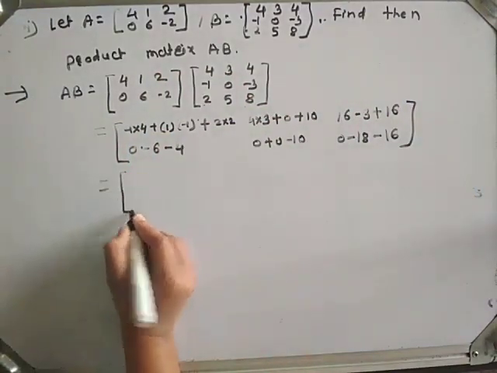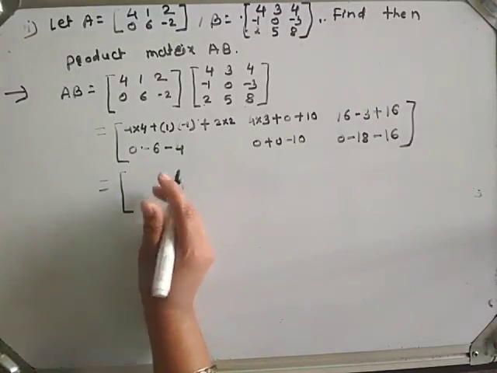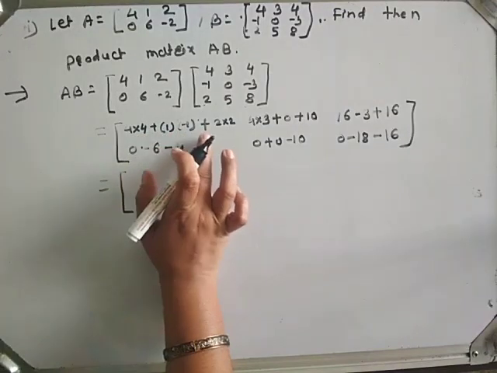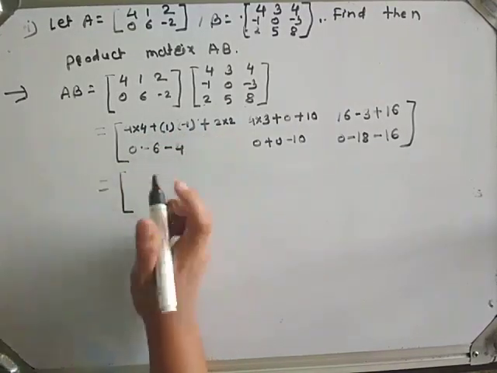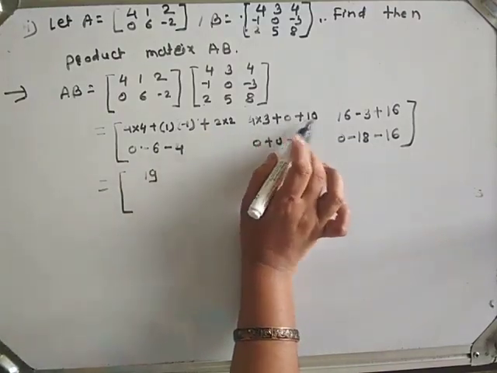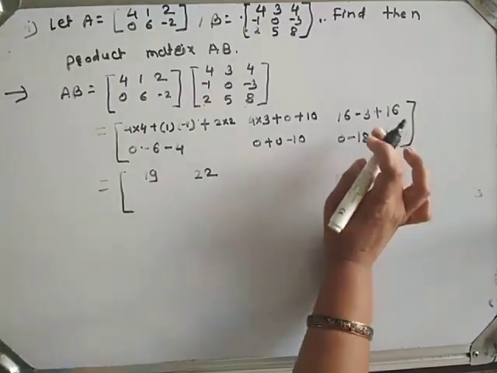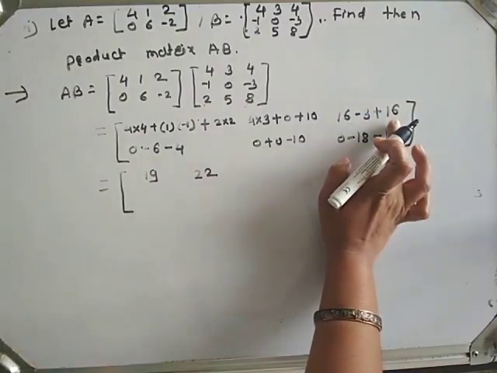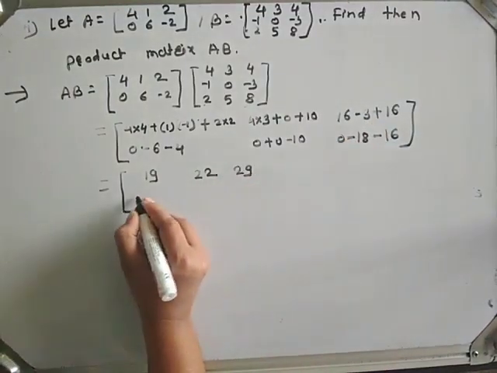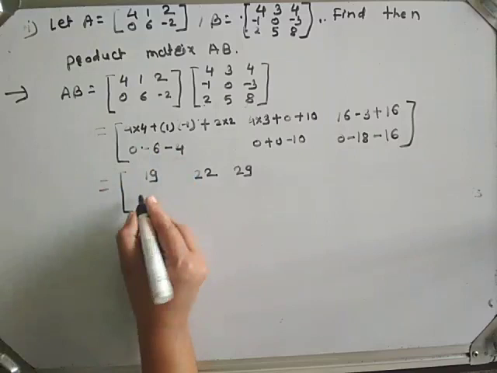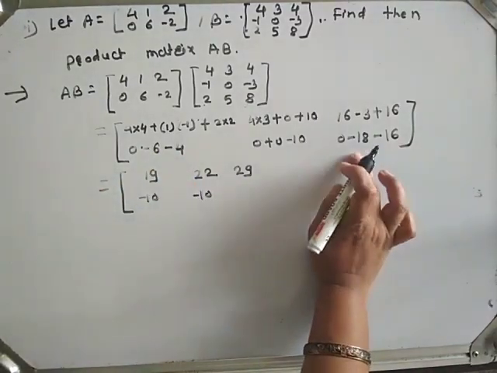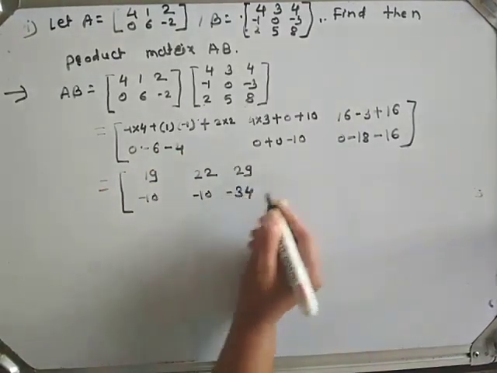see here, which is equals to matrix 4 into 4, 16, 16 minus 1, 15, 15 plus 4, 19. Again 4 into 3, 12, 12 plus 10, 22, 16 plus 16, 32, 32 minus 3, 29. Here minus 6 minus 4 minus 10, this is minus 10, and minus 16 minus 18 minus 34.